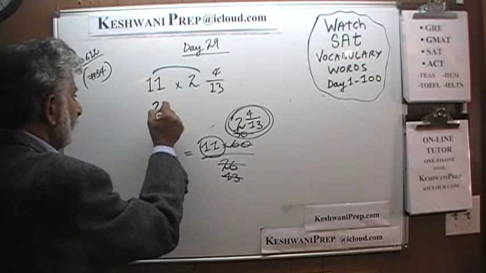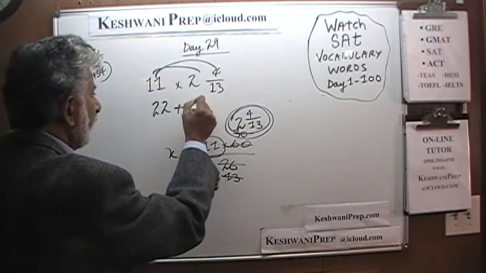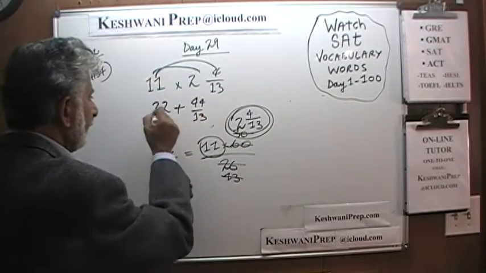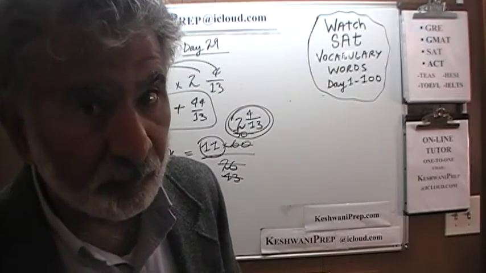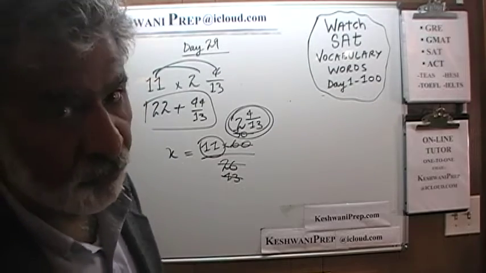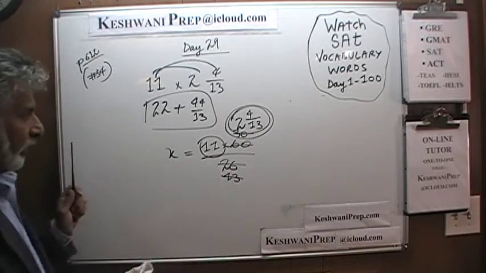11 times 2 is 22, and 11 times 4 is 44 over 13. This is what I have. It does not take as long as it's taking right now because I'm explaining everything. If you know what you're doing, it actually goes very fast. I need the room, obviously, so I have to erase it now.